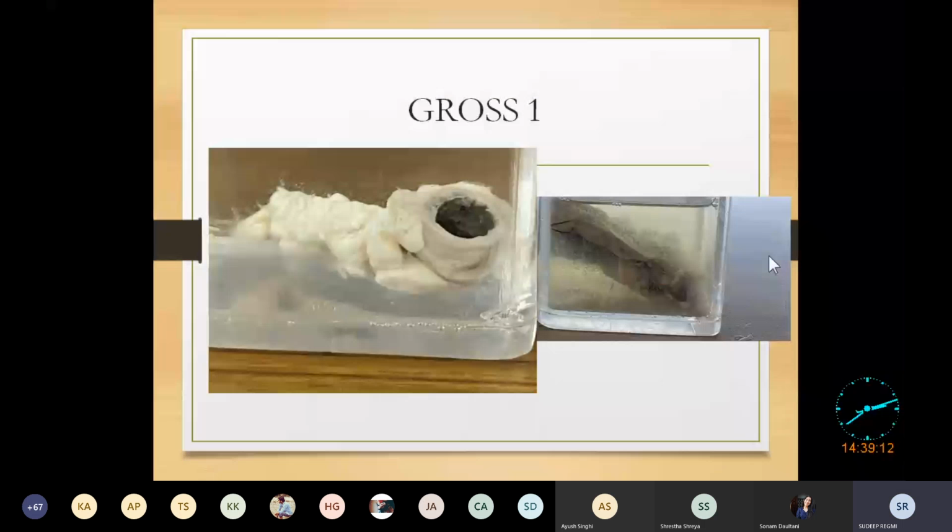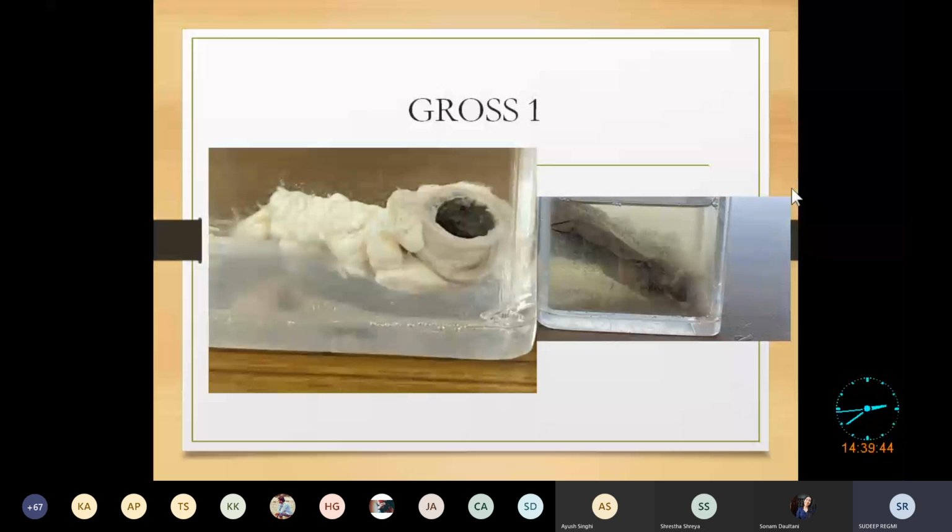Seeing a photo is not exactly like seeing the whole specimen. You just try to correlate. This is the first gross specimen. You also try to discuss. So what do you see here? What do you think it is? Appendix. Okay, very good.